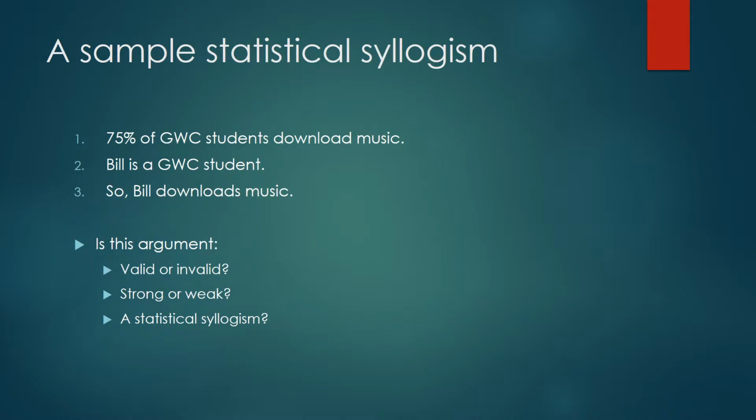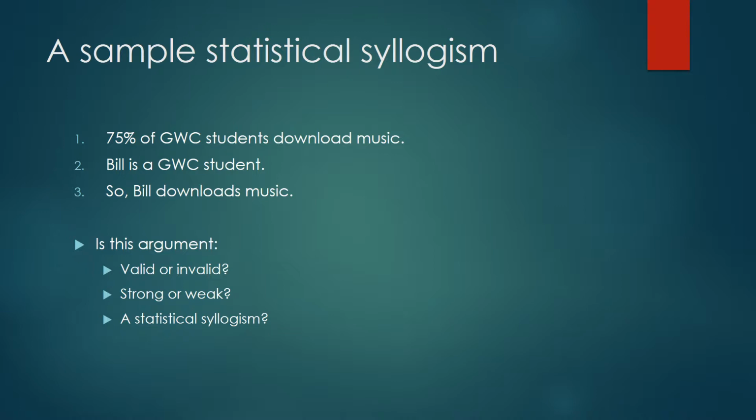Now that I've given you the definition, I need to give you an example. So here is an example statistical syllogism. 75% of Golden West College students download music. Bill is a Golden West College student, so Bill downloads music.